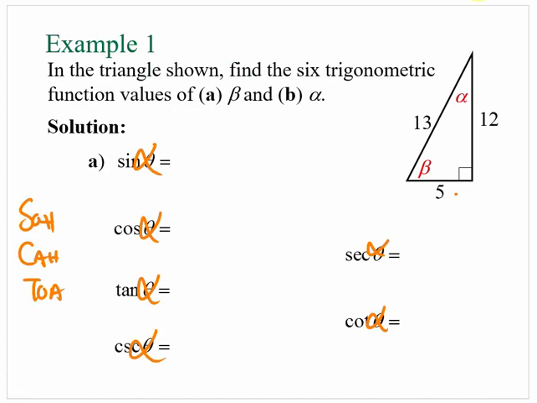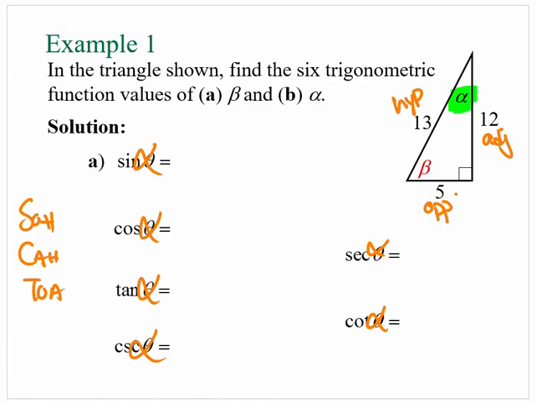Now let's do the same thing for our angle alpha. The angle that we're talking about is in the top. So that means it's going to change. Our opposite is now the 5. Our adjacent is now the length attached to the angle we're talking about, and our hypotenuse is still going to remain opposite of the 90 degrees.